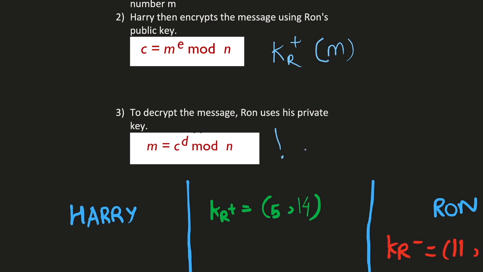Essentially, what is happening at this step is you have c. c is m to the power e mod n. In the next step, after Ron gets this, he raises it to the power d, and this is the same as m raised to the power e times d mod n. And this is where the magic happens, and this is actually equal to m, the message. We'll take a look at this with the help of an example.